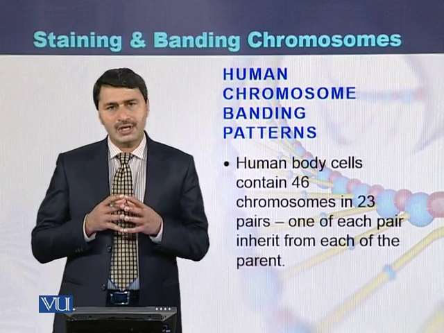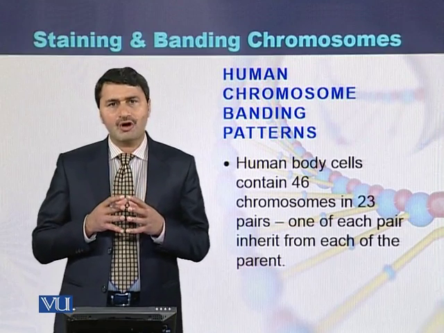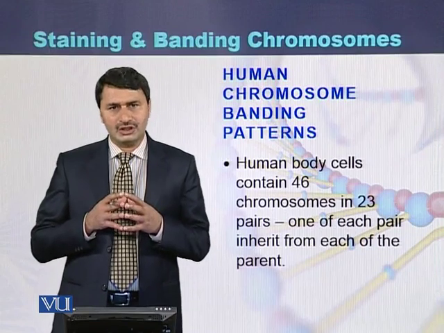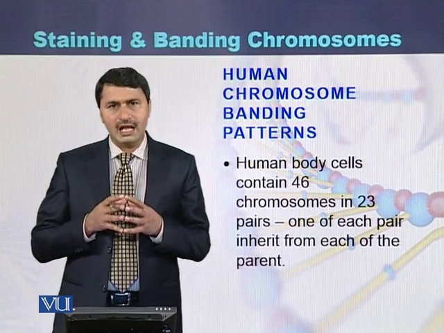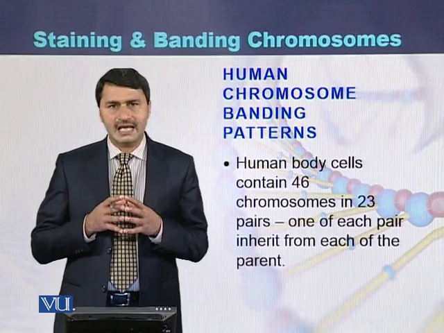Human chromosomes can also be stained and studied for karyotyping. In case of humans, there are 46 chromosomes that consist of 23 pairs. Out of these 23 pairs, 22 are called autosomes and 1 pair of chromosomes is called sex chromosomes.